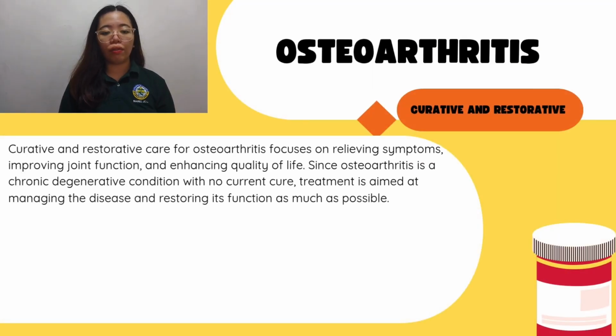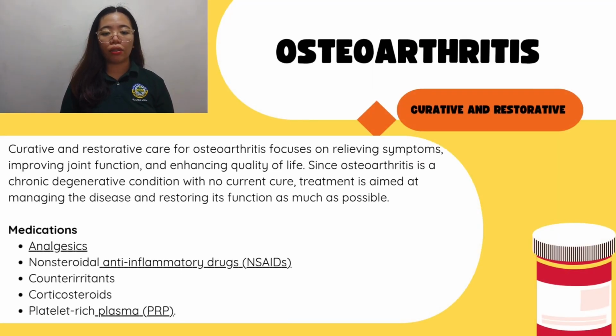Curative and restorative care for osteoarthritis focuses on relieving symptoms, improving joint function, and enhancing quality of life. Since osteoarthritis is a chronic degenerative condition with no current cure, treatment is aimed at managing the disease and restoring its function as much as possible. Medication includes analgesics, NSAIDs, counter-irritants, corticosteroids, and platelet-rich plasma.